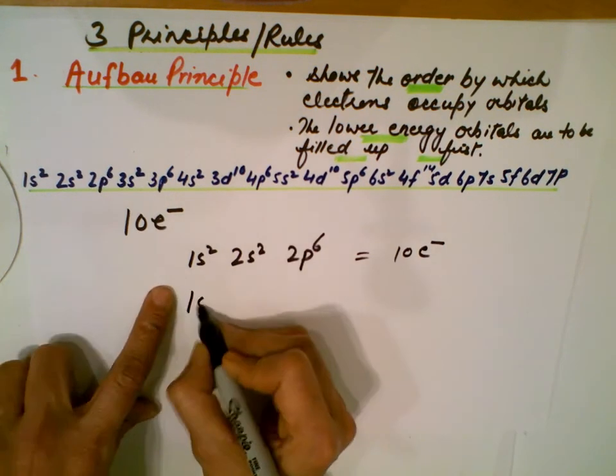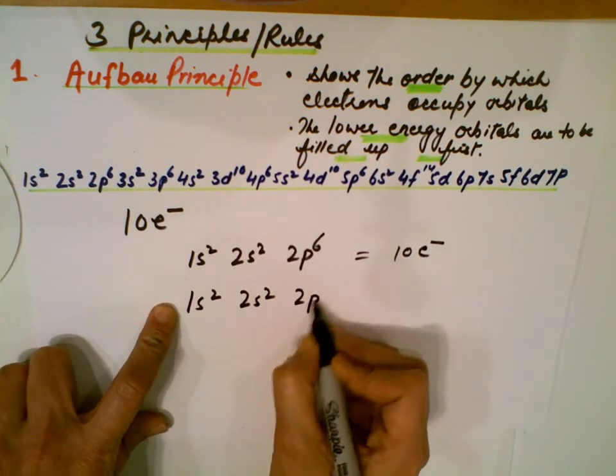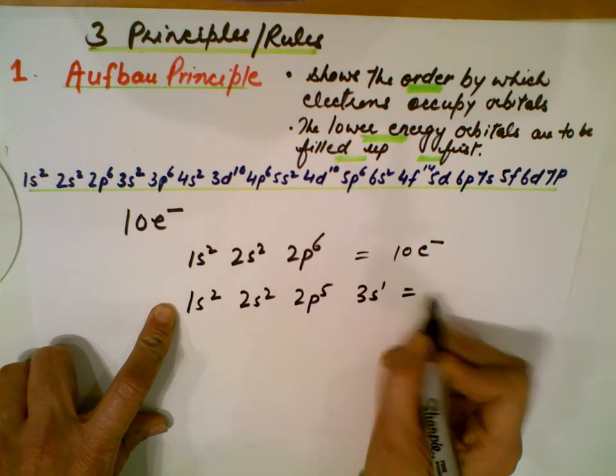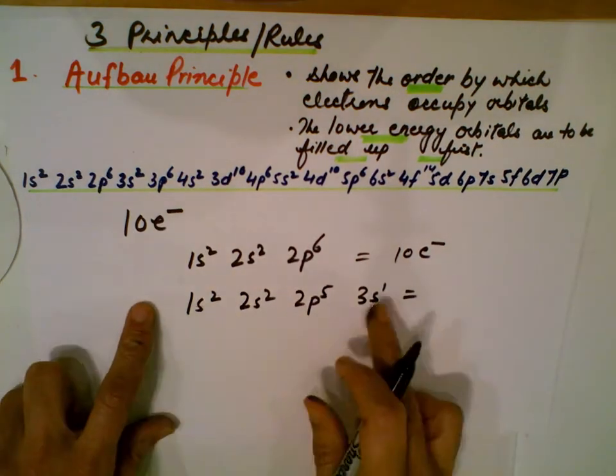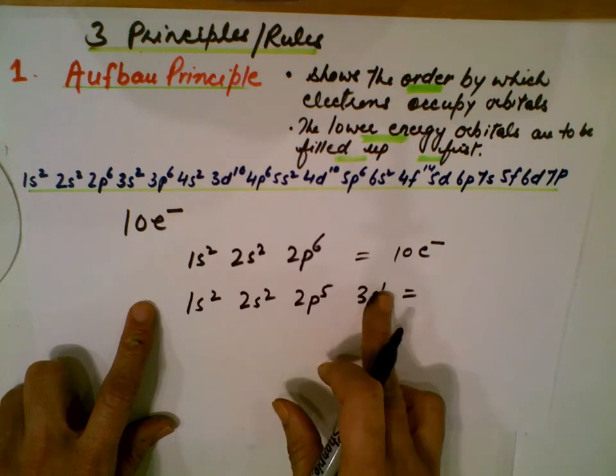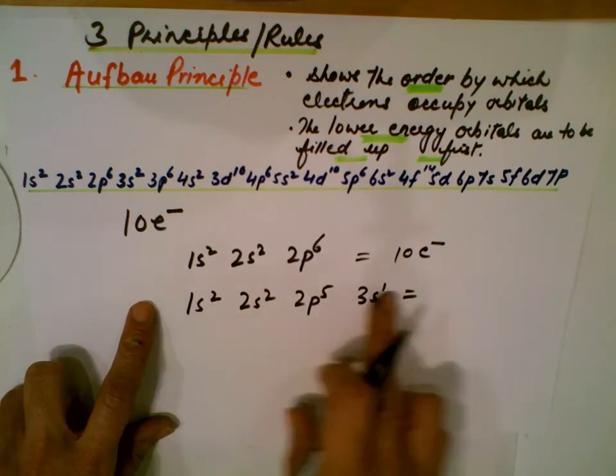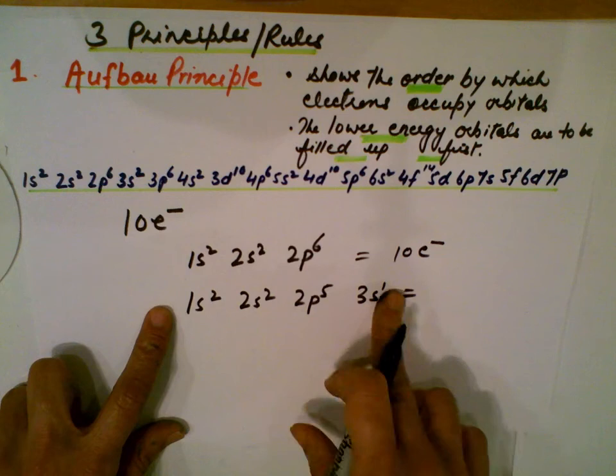How about if I write it like this? What's wrong with it? It still adds up to 10: 2 plus 2 plus 5 plus 1. These superscripts tell you the number of electrons, and they are still 10.